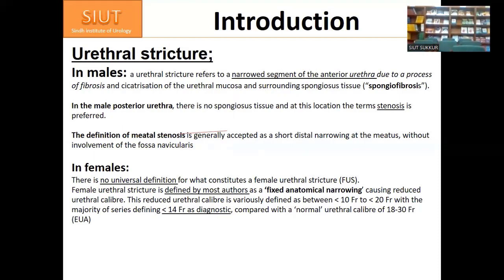Now, this definition comes from evaluation under anesthesia, in which calibration of the urethra is done with the help of a Nelson catheter, or in which the caliber is tried to be assessed. So anything less than 14 FR comes into the clinical definition of urethral stricture. But there is also a radiological definition: decreased caliber of the urethra distally with ballooning of the proximal urethra. That is the radiological definition seen on MCU.